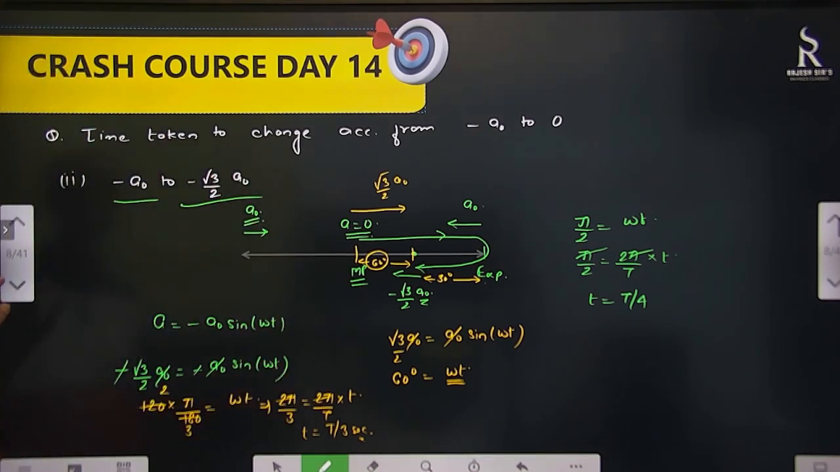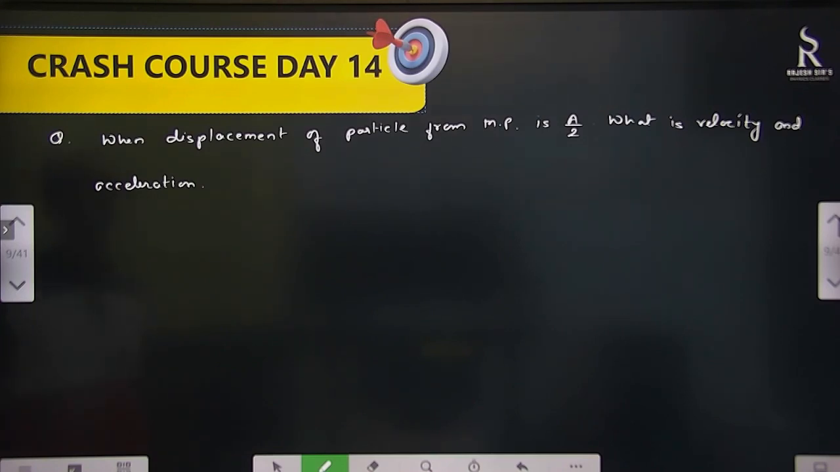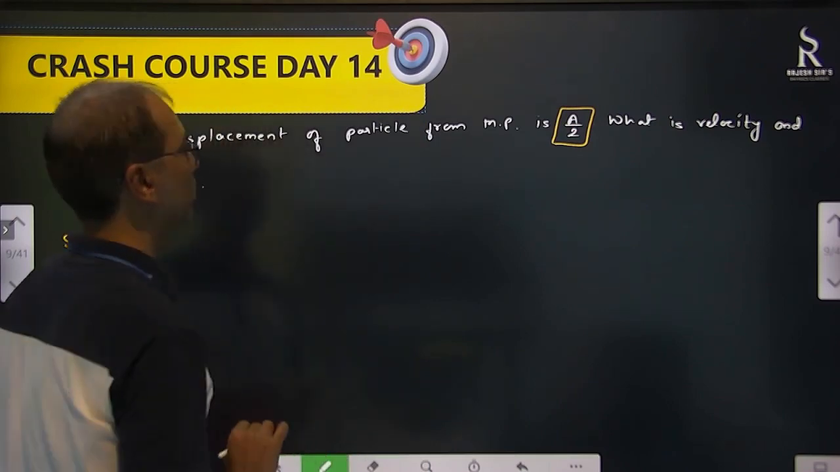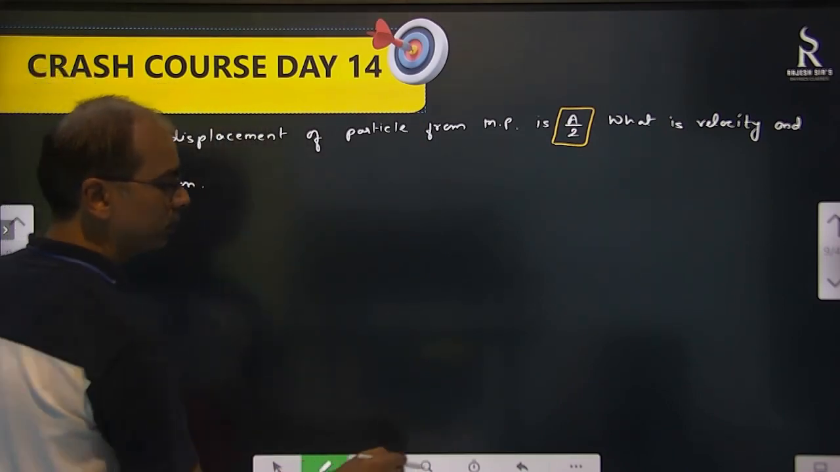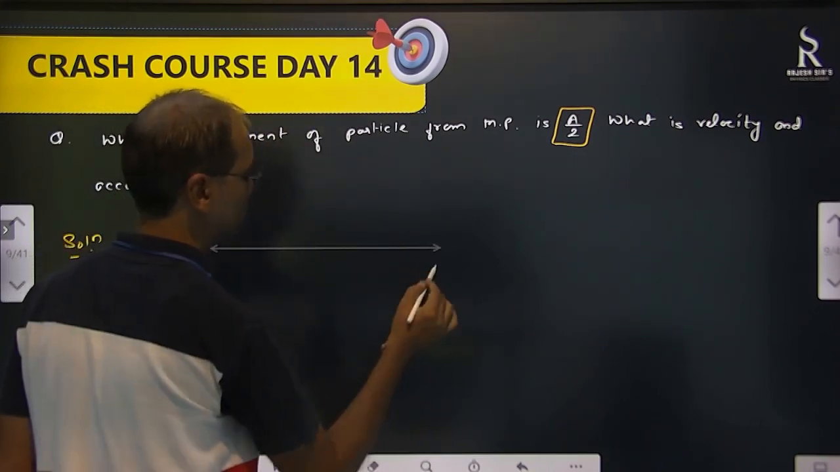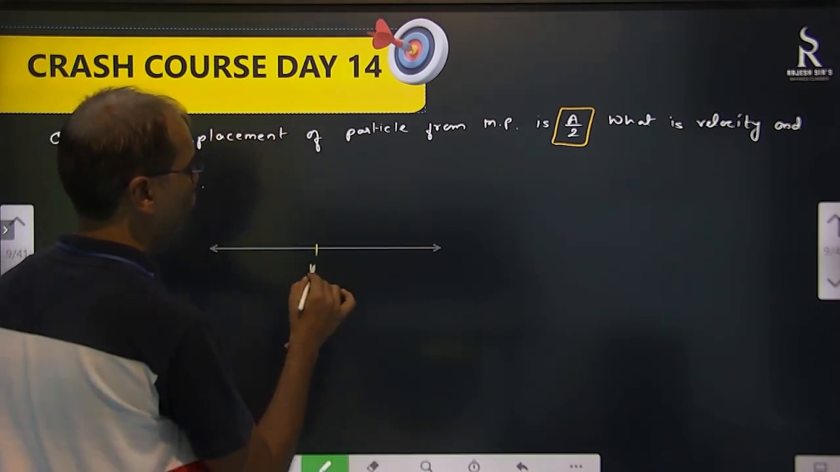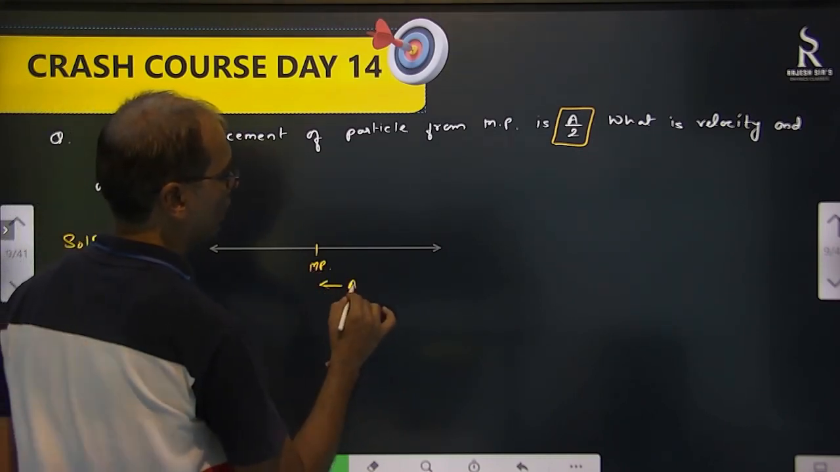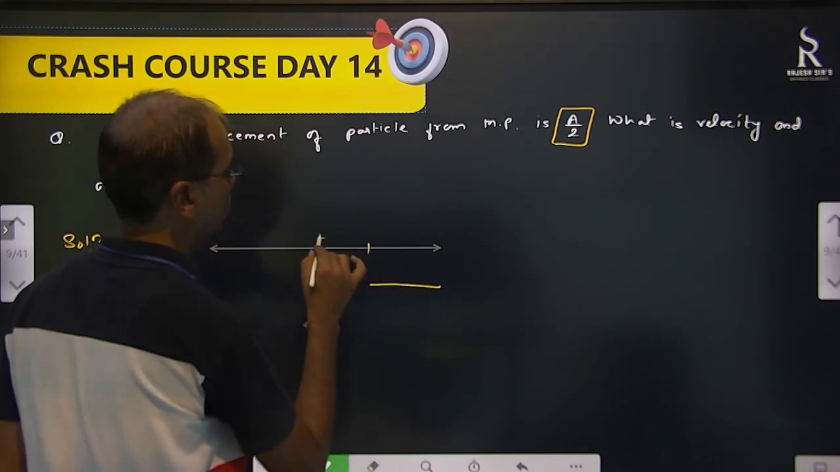Okay, then, when displacement of the particle from mean position is A by 2, what is velocity and acceleration? Displacement of particle from mean position is A by 2. What is velocity and acceleration? Now, if from mean position its position is A by 2, what is its angular position? Everything is related to angular position only, remember. This is A, now he says the particle is at A by 2.